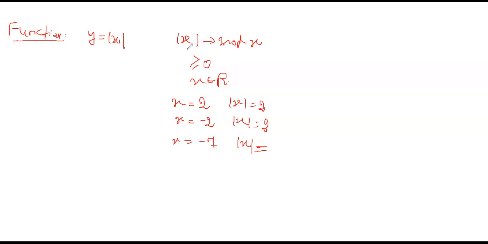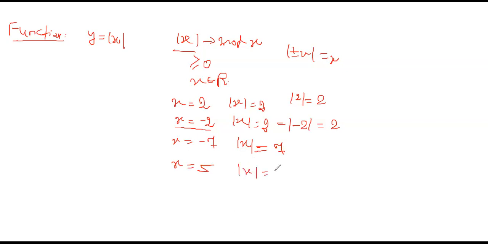This is mod x. You see here, if x is equal to minus 2, mod x will be also 2. So that you can take plus minus x, it will be equal to x. So that mod x is equal to 7. X is equal to 5, mod x is equal to 5. X is equal to minus 100, mod x is equal to, it will be also 100. Okay. Got it?